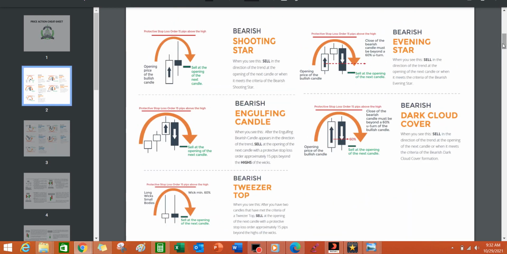For the past few days we've been discussing the bearish patterns, things that you should see. Whenever you see such things, you should know that the market is going to be selling at that particular point. In yesterday's video I went straight into the chart to show you some of these things live. You can see the shooting stars and how they form, the evening stars, the engulfing candle, then the dark cloud cover, and the tweezer top.